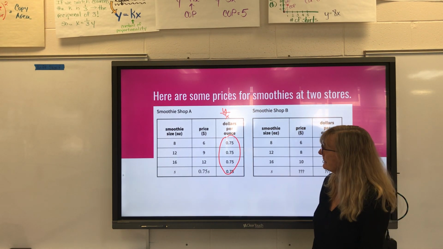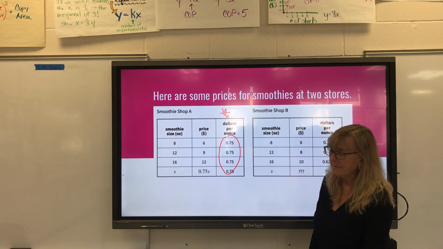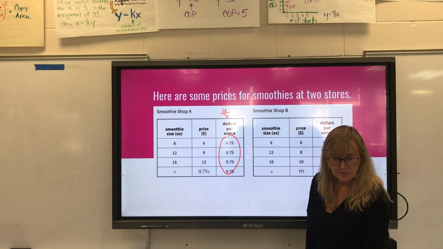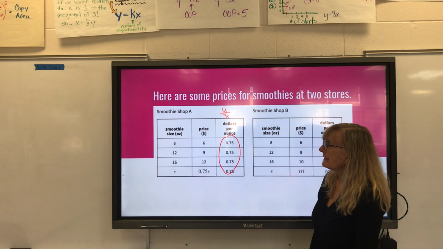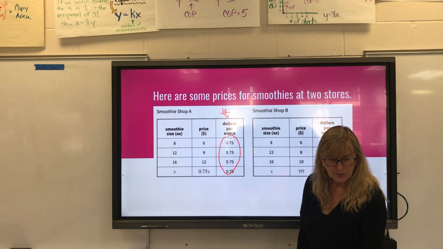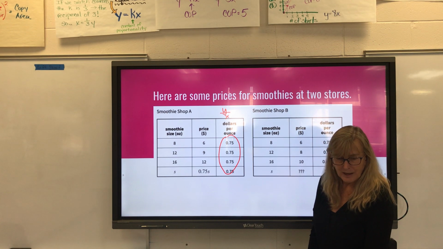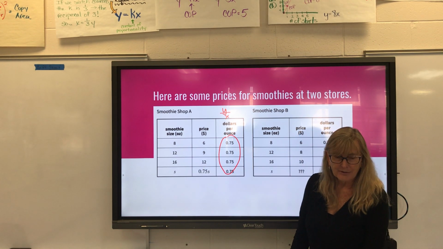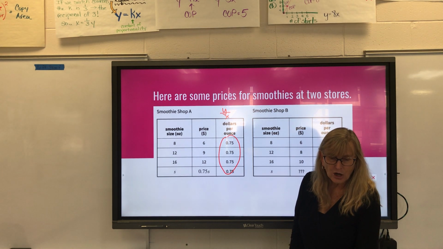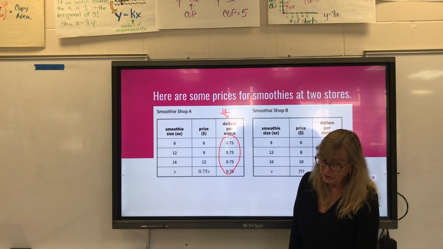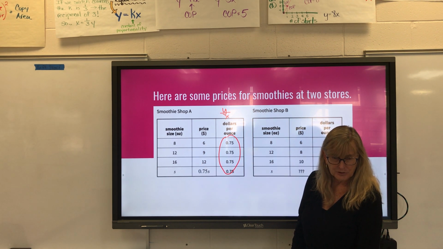Is this the last page of the notes? Yes, this is the summary. Okay? Does it look like it's a proportional relationship? Yes. Okay? But can we say definitely for sure it is? For every smoothie that we buy, if I buy a 32-ounce smoothie, is it going to be 75 cents per ounce? Do we know that? No. We only know that in these cases it is proportional.